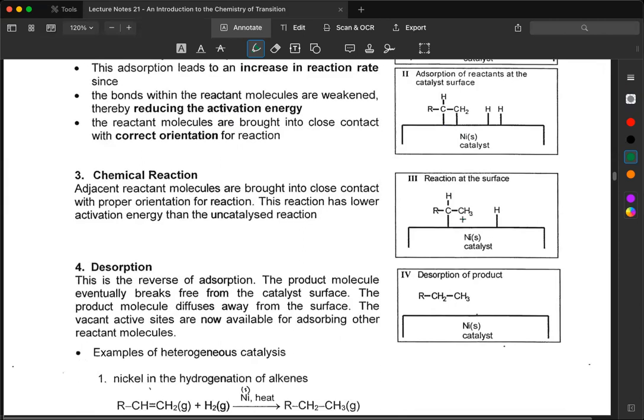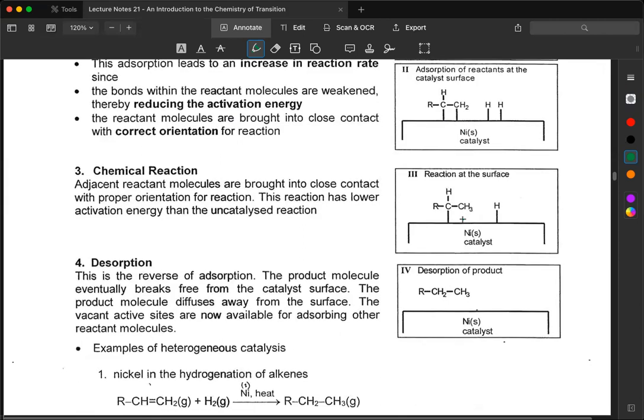So upon reaction, we have the desorption, where the product molecule formed will break free from the catalyst surface. The product molecule will diffuse away from the surface and allow the vacant active site to be available to adsorb other reactant molecules.